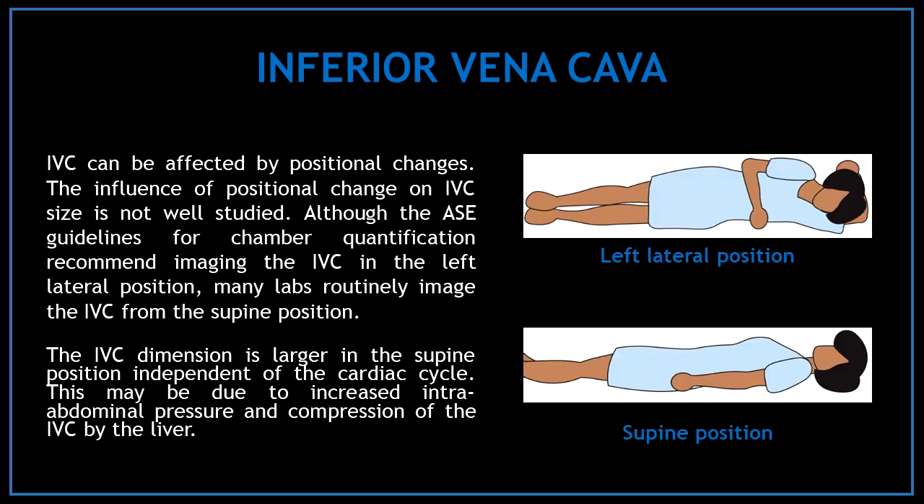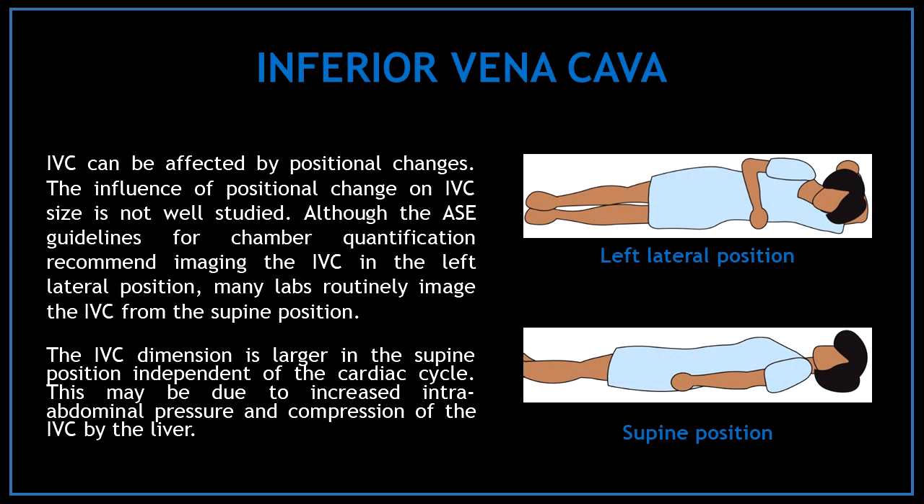The inferior vena cava can be affected by positional changes. However, the influence of positional change on the inferior vena cava size is not well studied. The American Society of Echocardiography guidelines recommend imaging the inferior vena cava in the left lateral position. However, many labs routinely image the inferior vena cava from the supine position.